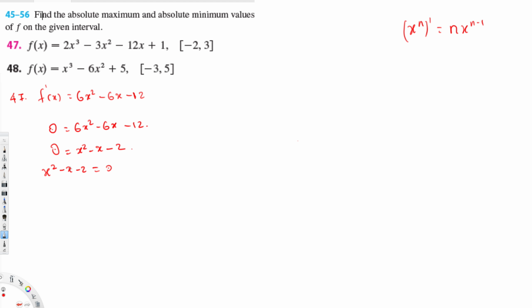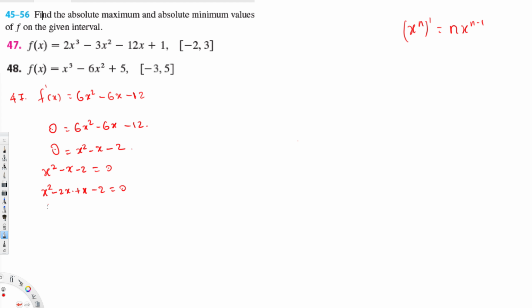When I factor this one, I have to find two numbers that multiply to get negative 2 and add to get negative 1. Negative 2 and plus 1 will work. So it's going to be x squared minus 2x plus x minus 2 equals 0.